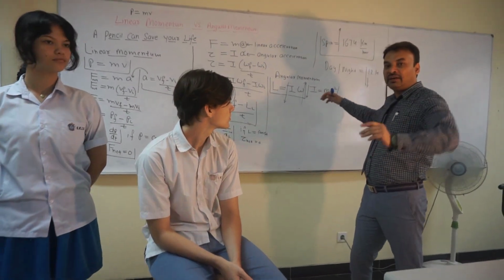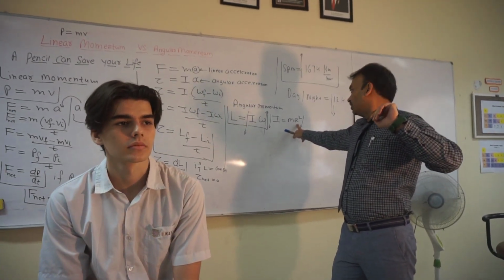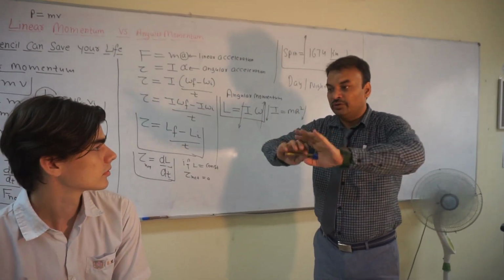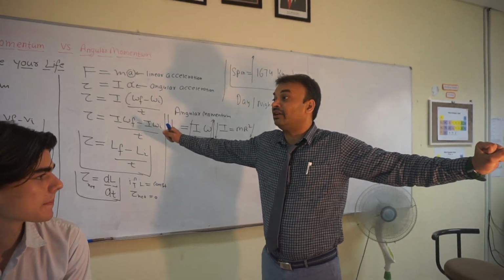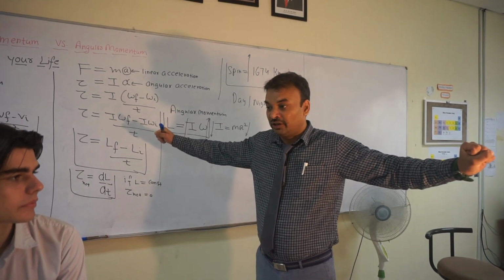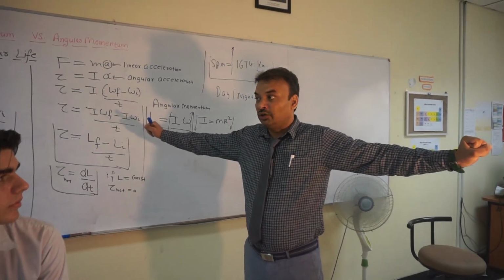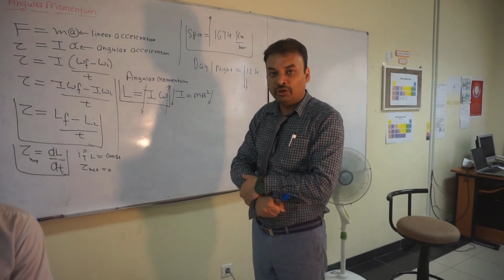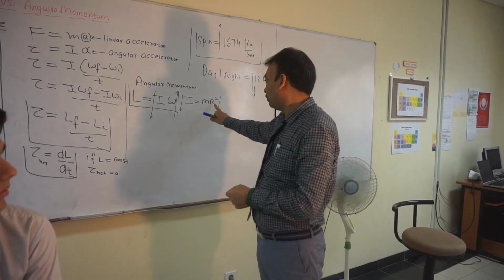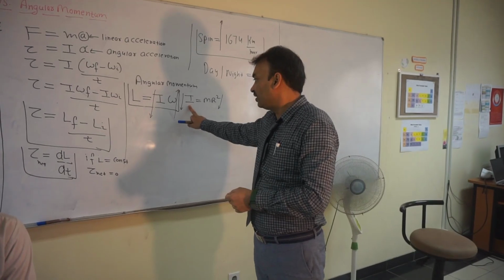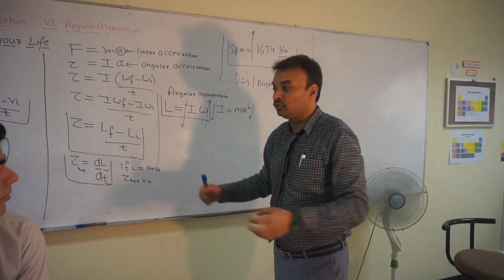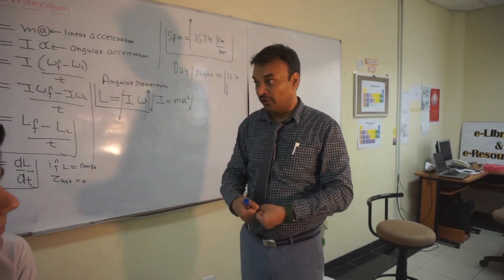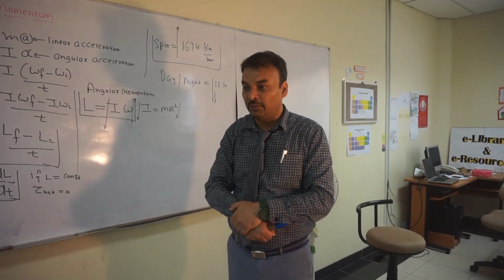Because when the student takes the hands away, r increases, so I also increases. As I increases, omega should decrease. Means the stretched hand should work like a braking system that is reducing your speed. When you are stretching your hands, you are applying a retardation, a braking force. And when you again take your hands closer to your body, r decreases, so I decreases. To conserve L, omega has to increase. It means you are working like an engine, you are accelerating your body. So stretching means retardation, and taking the hands in means acceleration.